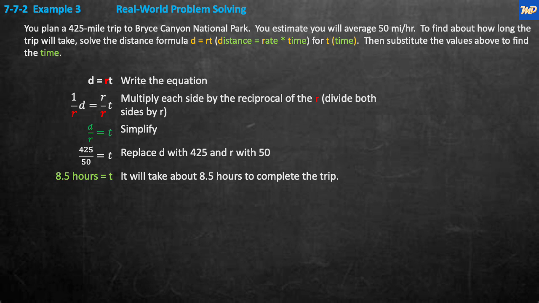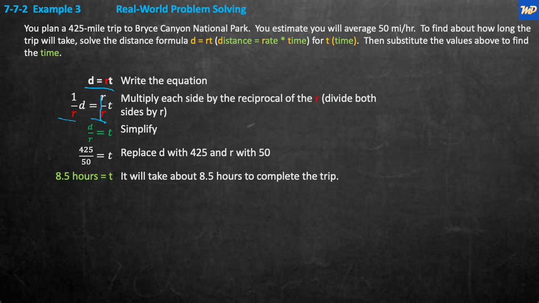Okay, so we're going to write the equation here, and it's d is equal to r times t. Then we're going to get rid of the r with the t because we want to get the t by itself. We're solving for t. So we're going to multiply by 1 over r, the inverse of r, on both sides of the equation. When we do that, we end up with d divided by r is equal to t because the r's cancel each other out, and you end up with t.